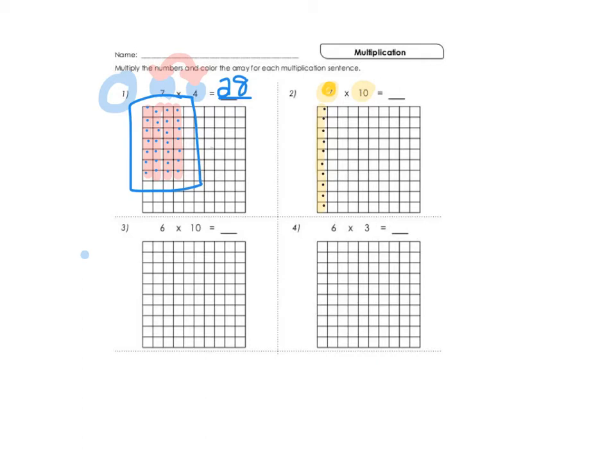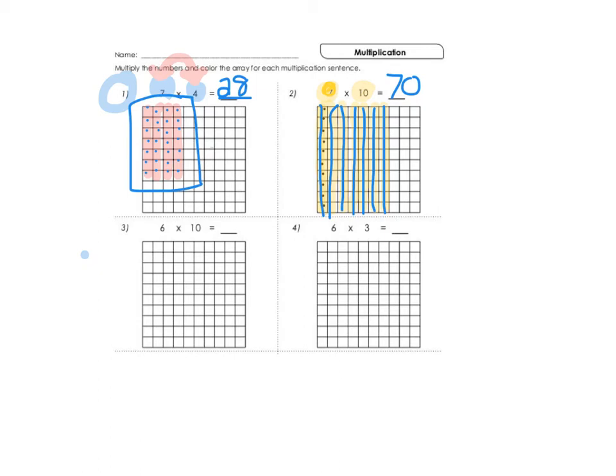Okay, so if this is a group of 10, how about I do 7 of them? So this would be 1, then 2 groups of 10, 3, 4, 5, 6, 7. 7 groups of 10. Okay, so now I can count by tens to figure that out. Some of you are already like, I know what it is. So this would be 10, 20, 30, 40, 50, 60, 70. Okay, 70 would be the answer.